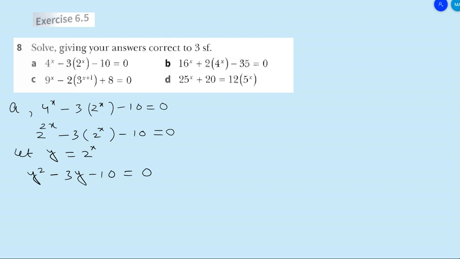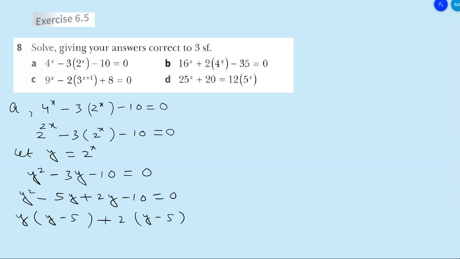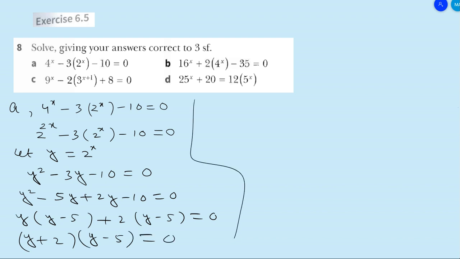This is a quadratic equation, middle term break method. y square minus 5y plus 2y minus 10 is equal to 0. Taking y common, y minus 5, plus 2 common, y minus 5 is equal to 0. y plus 2 and y minus 5 is equal to 0. This implies that y is equal to minus 2 and y is equal to plus 5.